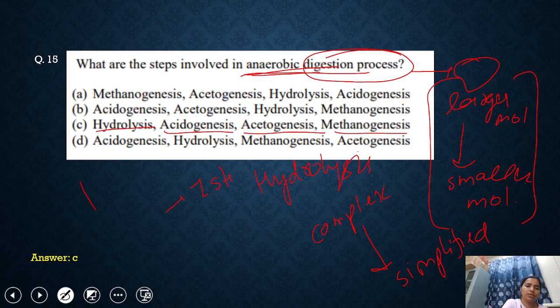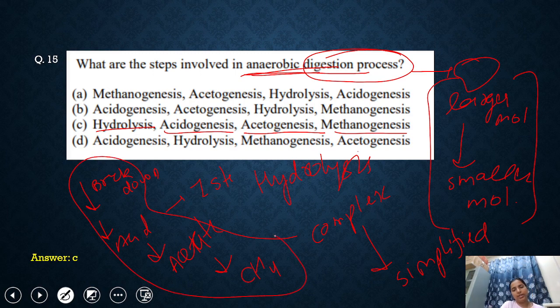It will break down into smaller components, then acidic form, then it will form the acetate, and at the end mainly methane. So in this series, anaerobic digestion will occur. So for this question, the answer is C.